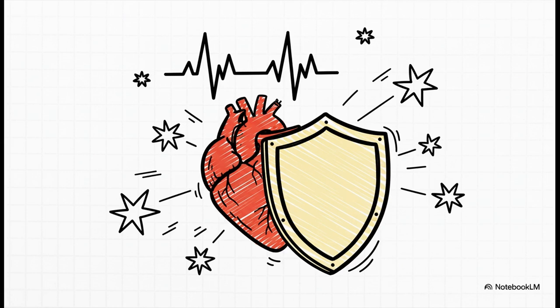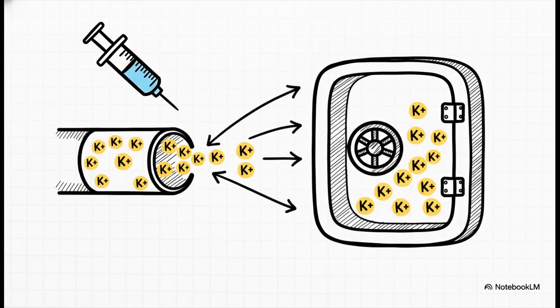Okay, step 1, stabilize. And listen, this is a super important point. Calcium does not lower the potassium one bit. Not at all. Think of it like a bulletproof vest for the heart. It just shields the cardiac cells from the effects of the high potassium, buying you precious time to actually get the levels down.